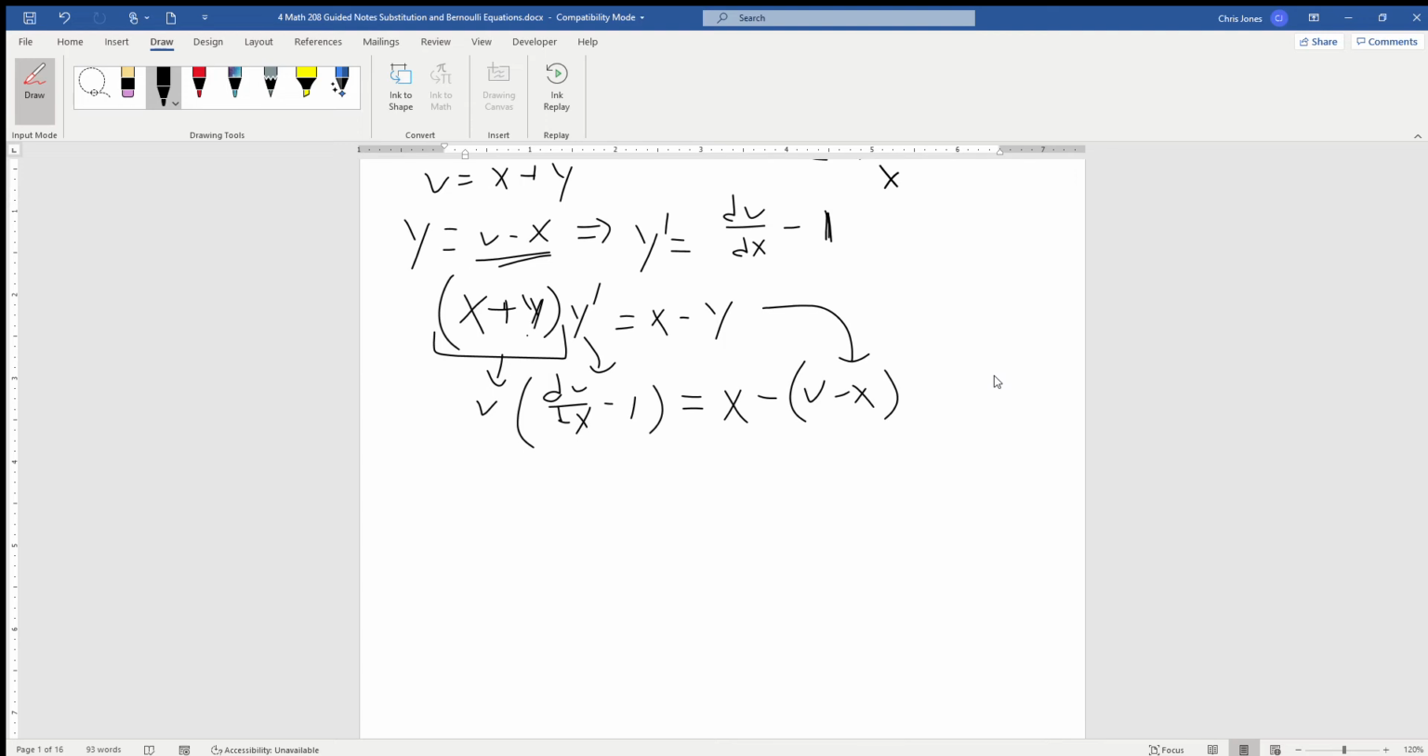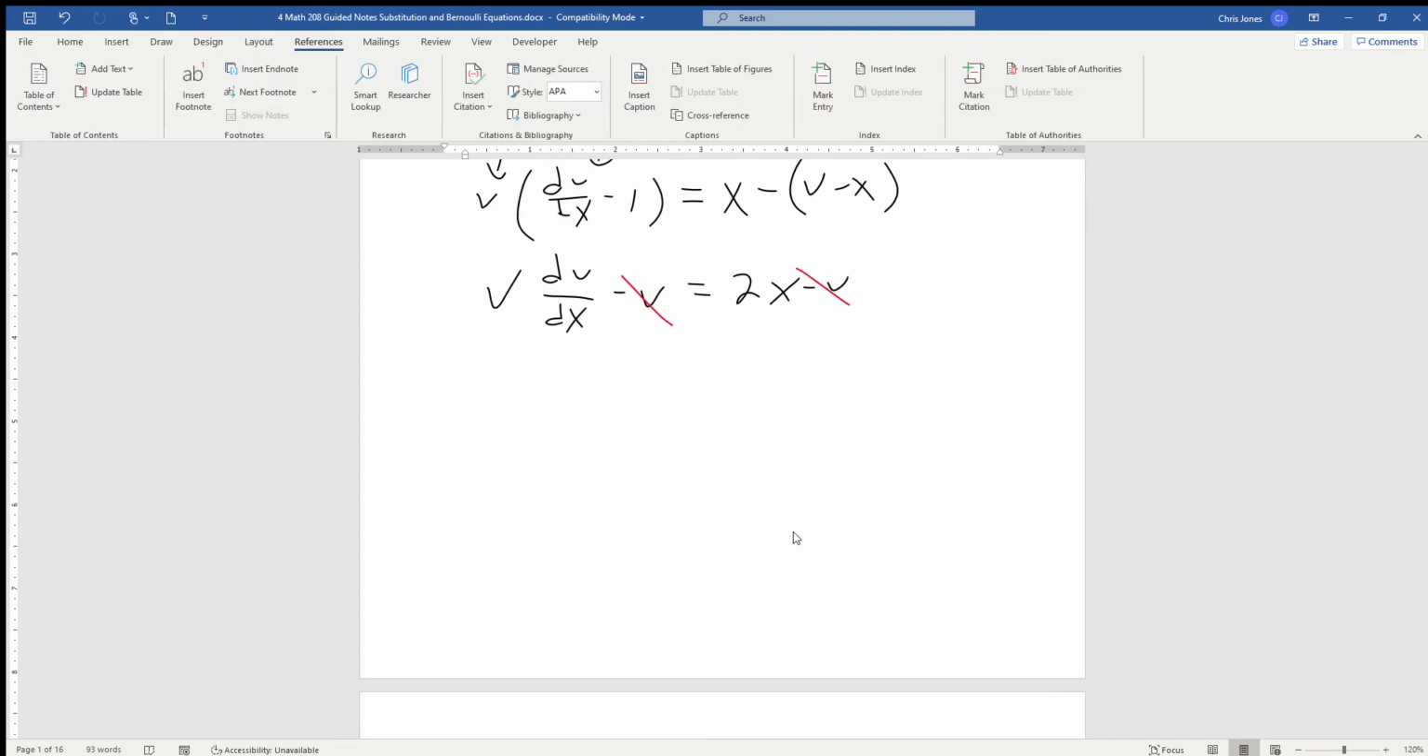Well, let's distribute the v on the left-hand side, and let's distribute the negative on the right-hand side. So we have v dv/dx minus v on the left. On the right, if I distribute and combine like terms, I get a 2x and a minus v. Now notice on both sides we have a negative v, so if we add v to both sides, those cancel, and we get a really nice differential equation. We end up with v dv/dx equals 2x. Now this is a separable equation. Remember, the whole goal is to perform a substitution so that we get one of the three other types. We multiply both sides by dx, and we get v dv equals 2x dx.